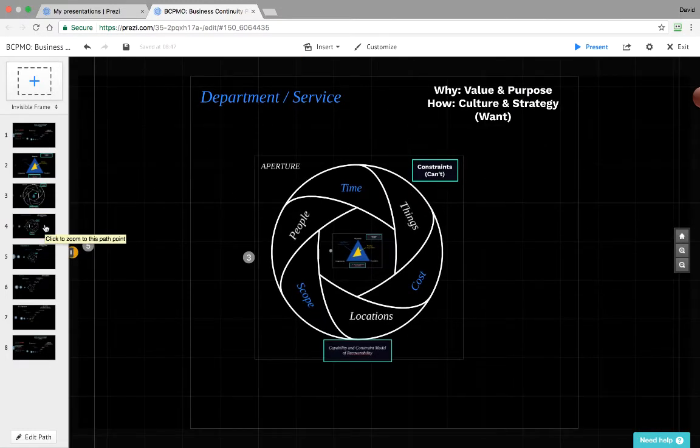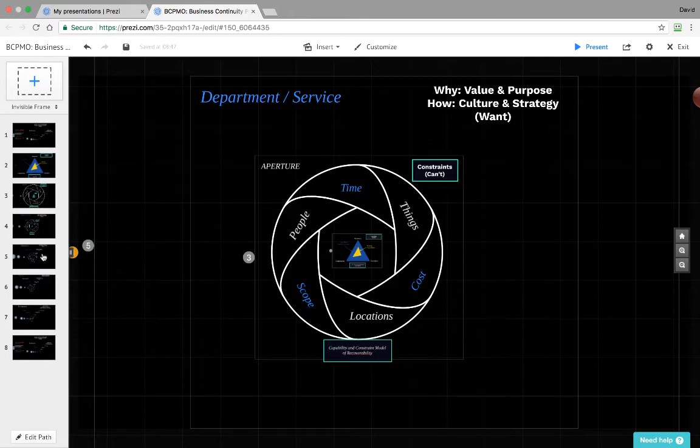All right, so any department, any service has a value. It has a purpose. It is there for a reason to provide a certain function, provide a certain service, a value. And it operates within a culture and a strategy. We won't go too deeply into those types of things, but that is how it operates, the way we do things around here. And when we put those together, we have what they want to do, what they do every day, or what they're going to want to do in a post-disaster environment.